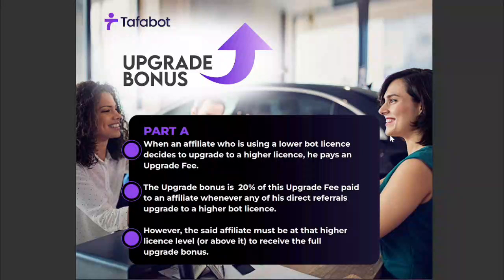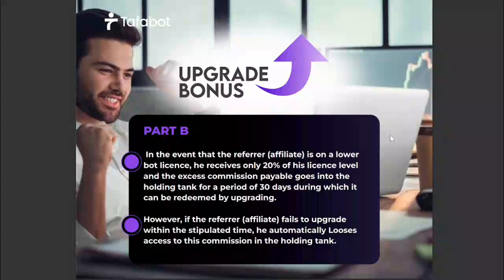So if they're upgrading with $400, you're going to be paid the upgrade bonus for $400 because they're paying the difference for the new license they're getting. If the upgrade fee for the new license is $400, then you get 20% of $400. And if they're upgrading to $1,000 and the upgrade fee is $900, you get paid 20% of $900. That is amazing.